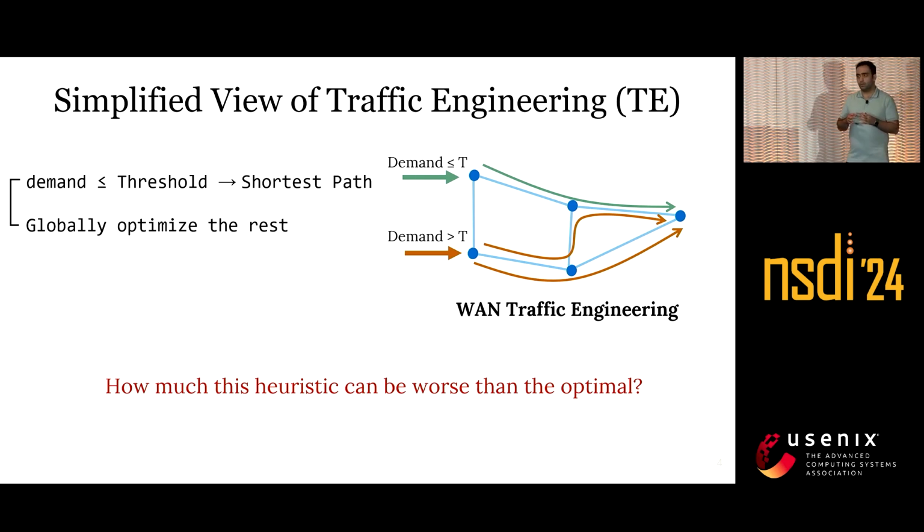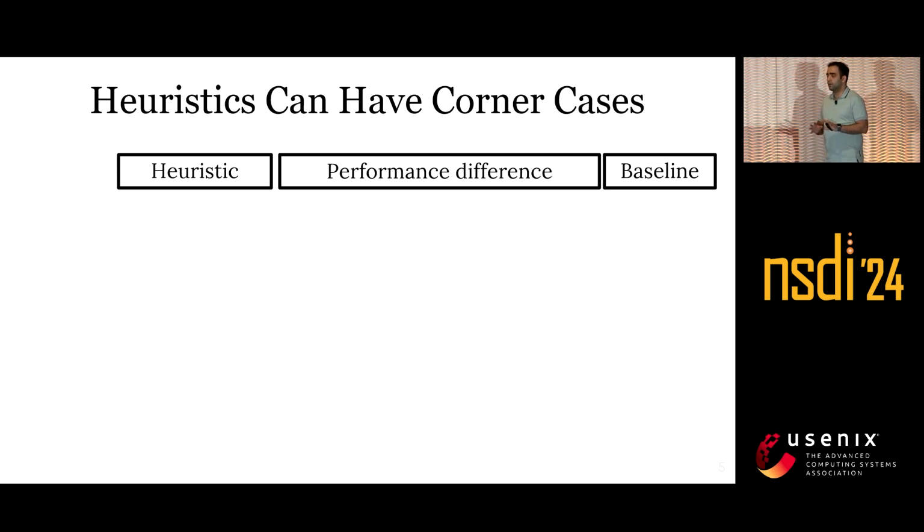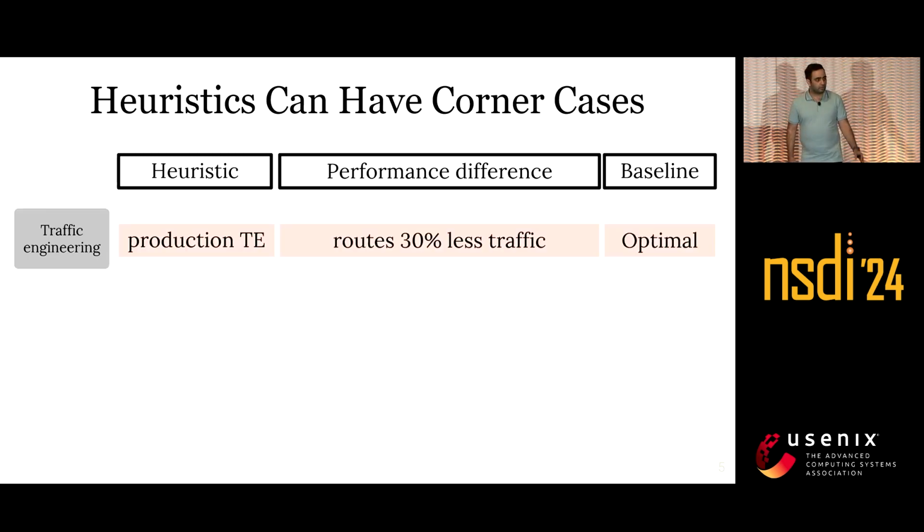Today, I'm going to tell you about a tool that helped us automatically find these cases, answer these questions, and more broadly, it can help you find cases where a heuristic performs substantially worse than a baseline. So this baseline can be an optimal. You can find the optimality gap. Or in cases you have multiple options, you can compare two heuristics together. We used it in the context of traffic engineering. We found the 30% gap between the production TE system and the optimal.